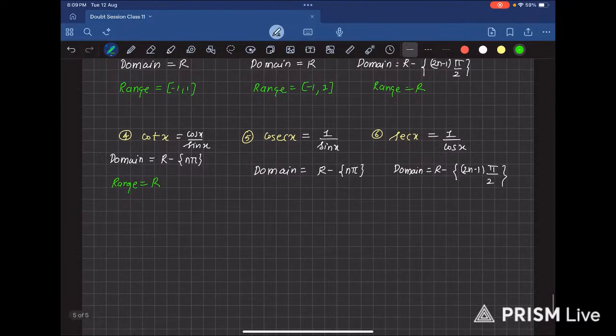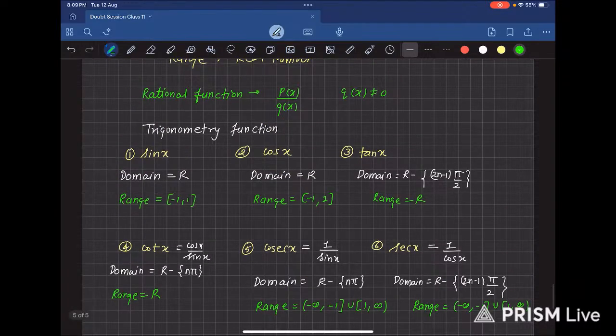and the range for cosec x is minus infinity to minus 1 union 1 to infinity, those values which are not for sine. Sec x will be again those values which are not for cos. So the range will be minus infinity to minus 1 union 1 to infinity, and 1 and minus 1 will be included for cosec and secant. So these are the trigonometric functions. Understanding?